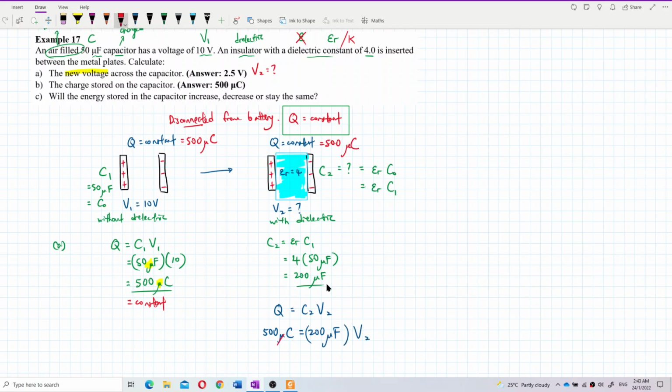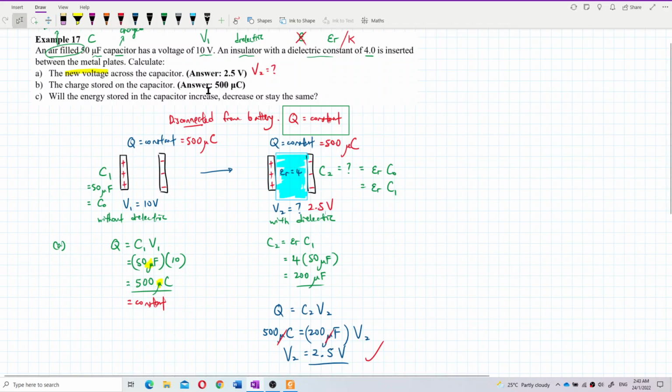Now micro and micro can cancel off; micro is exponent -6. 500 divided by 200, so the voltage V2 is 2.5 volt. So I got already the answer. Is that correct? 2.5 volt? That's right, 2.5 volt. So I can write this 2.5 volt over here, at the diagram. I like to put two columns.